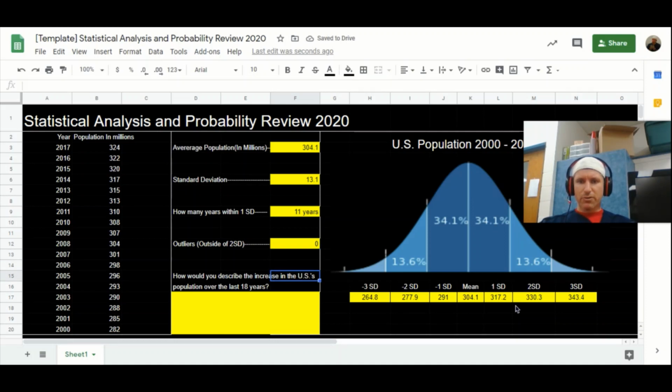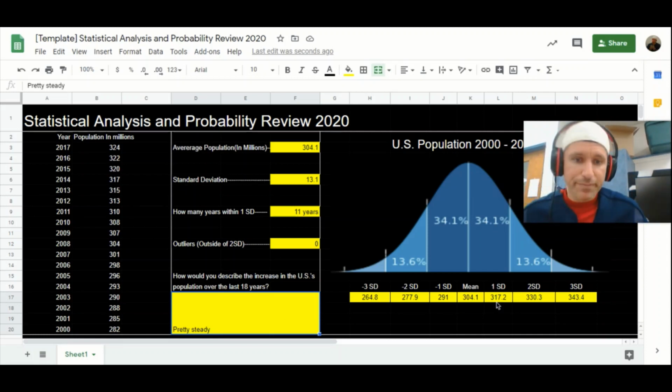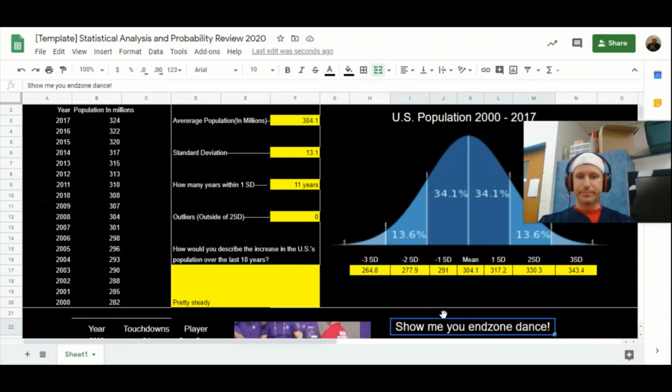How would you describe the increase in the United States population over the last 18 years? I think I just said it. It's been pretty steady. Wouldn't you argue? I mean, just look at the numbers from year to year. The average is 304. That puts it right there in the middle of the data set. And you've got basically plus 3 million, 1 million, 2 million, 3 million. It's pretty steady throughout the years. It's increasing, number one. So going up at a steady pace.